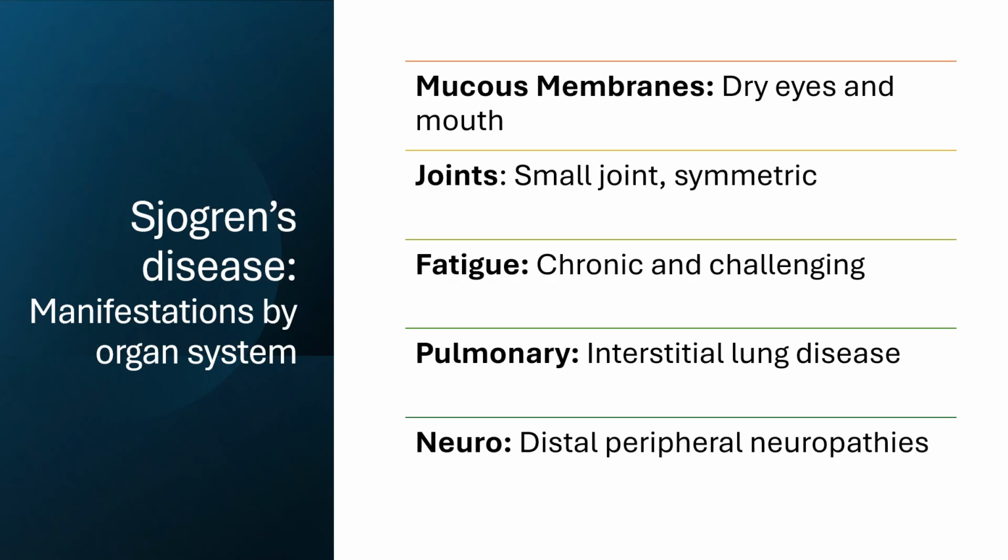So let's think about the 5 most common manifestations of Sjogren's disease, in my opinion. Well, the first one is the dry eyes and dry mouth. That's really a key characteristic of Sjogren's, and it would be very hard to make a diagnosis of Sjogren's disease if the patient was completely asymptomatic with dry eyes or dry mouth.